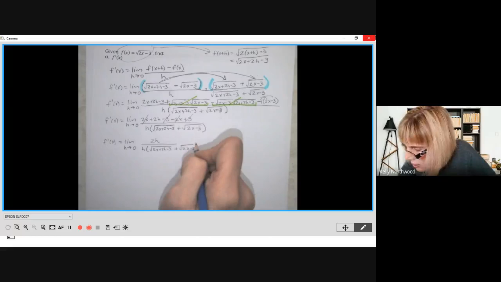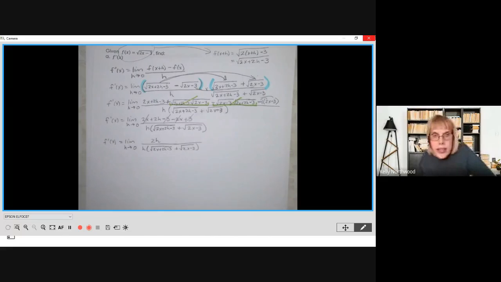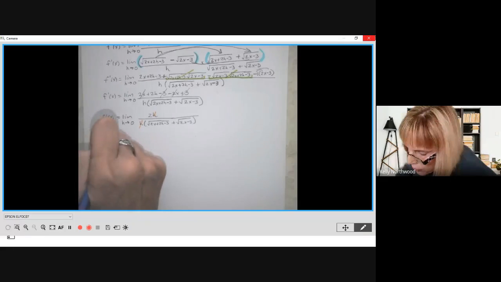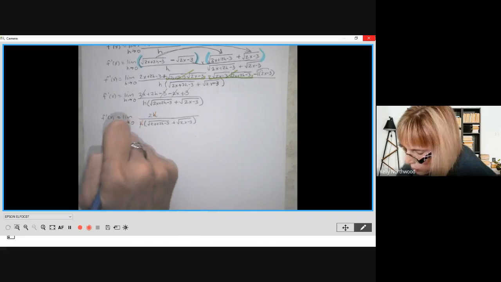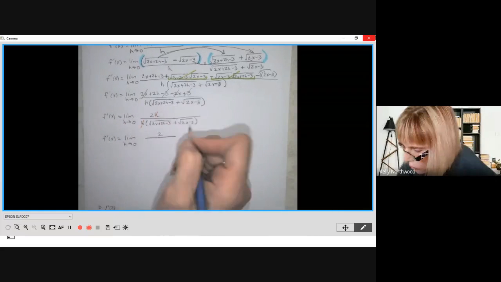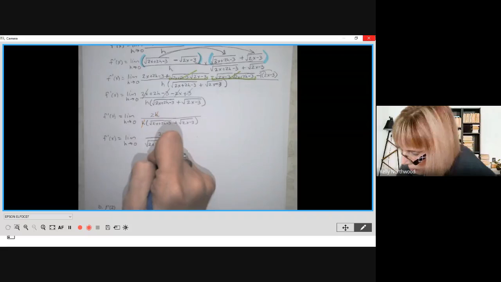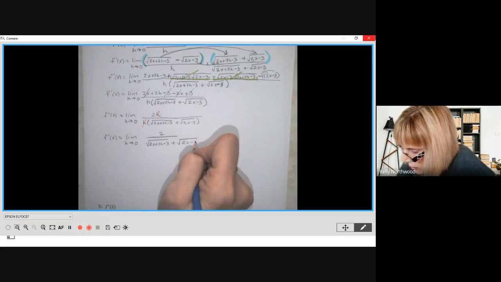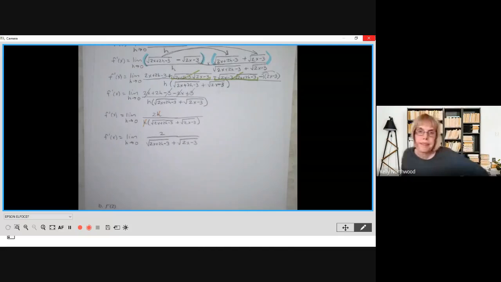Not as nice in the denominator, but it's going to allow me to divide out that problematic h in the bottom. So these can divide out, which is going to allow me to be able to let h approach 0. So f prime at x is going to be the limit as h approaches 0 of 2 over this. There's actually a really pretty ending coming up here.